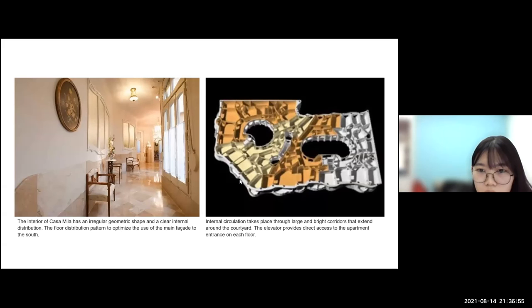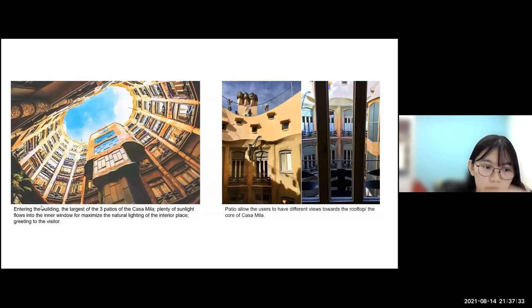On the right side, we can see the interior circulation of the whole building. This internal circulation takes place through large and bright corridors around the courtyard. Then the elevator provides direct access to the apartments on each floor. When entering the building, we will directly have a view of the largest patio of Casa Mila. The lighting flows directly into the inner windows to maximize natural lighting for the interior space, which is also quite similar to Chinese traditional architecture.